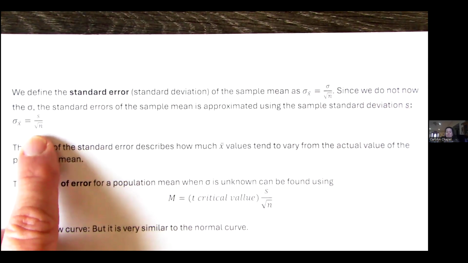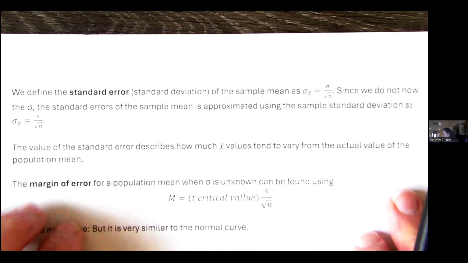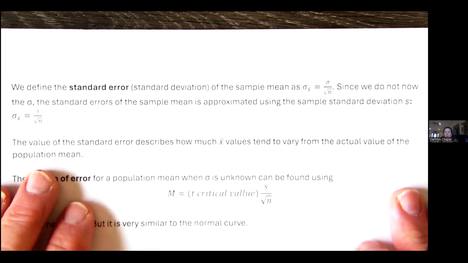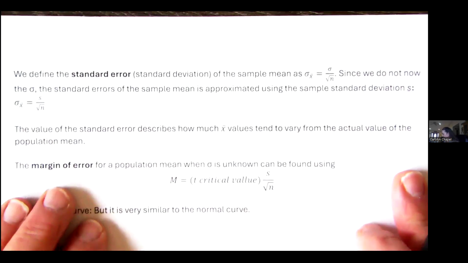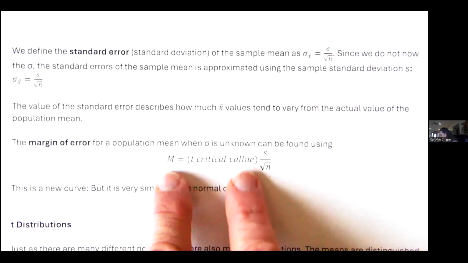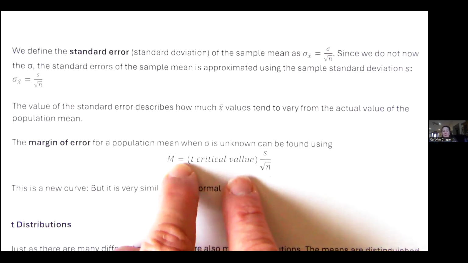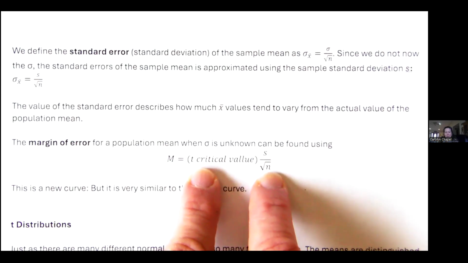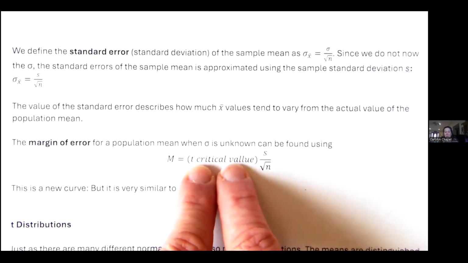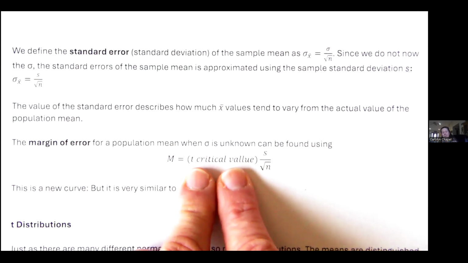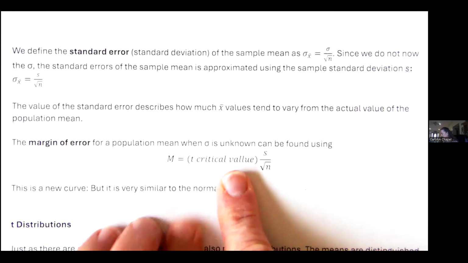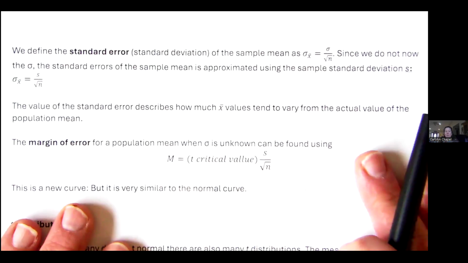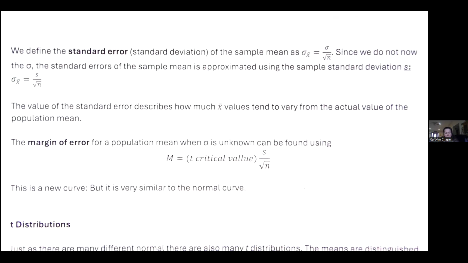However, if that's the case, unfortunately, it's not going to be normal. So we're going to have this margin of error look a little different. We'll have this margin of error equal to a t critical value, and I spelled that wrong, I have an extra L in there, sorry about that, and then S over the square root of n. So we just have a different critical value. We're going to have to find those in a little bit different place. T is a different curve. It is very similar to the normal curve.